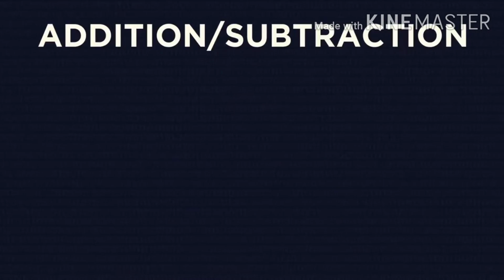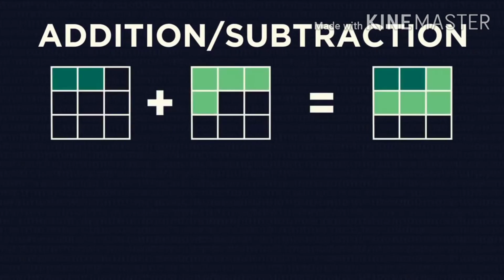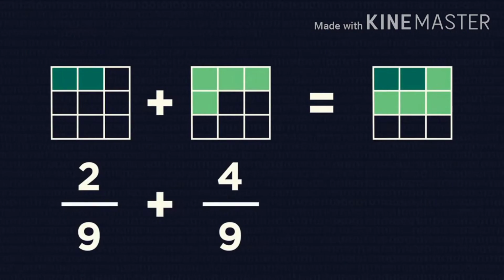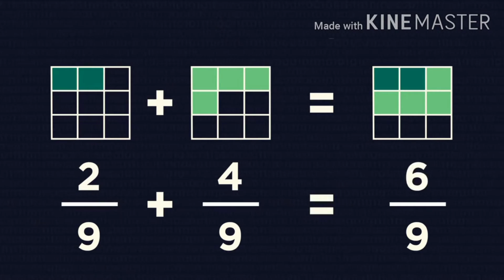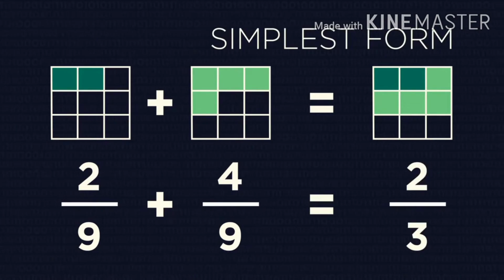Let us break it down step by step. The rules apply to both addition and subtraction of fractions. Only add or subtract if the denominators are the same. Add or subtract the numerators. Your final answer must be in its simplest form.